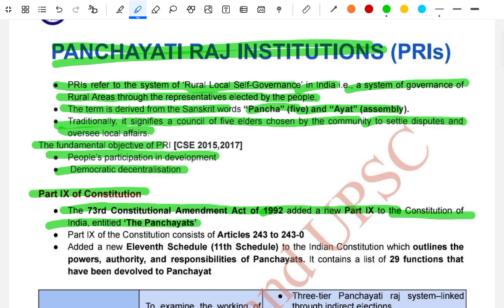Part 9 of the Constitution consists of Articles 243 to 243O, and added a new 11th Schedule to the Indian Constitution, which outlines the power, authority and responsibility of the panchayat. It contains a list of 29 functions that have been devolved to the panchayat.